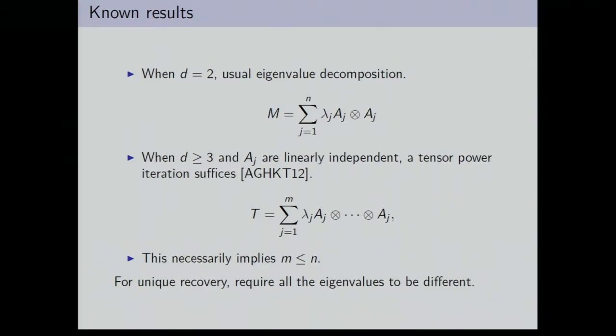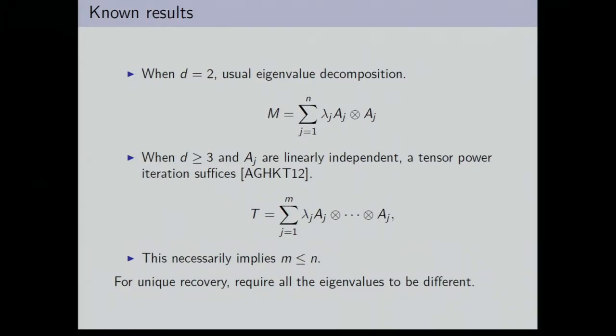By one class of tensors I mean when your tensor is of order greater than 3. When the order of your tensor is 2, it's just the usual eigenvalue decomposition here. So this is reasonable to do. When the order of your tensor is greater or equal to 3, so it's an n by n by n tensor or larger, and when your AJs are linearly independent, then you can do this tensor power iteration, which is basically just the analog of the matrix power iteration for computing. However, because the AJs have to be linearly independent, you can't consider too many AJs. If your tensor decomposition here has too many things, you can't find them.